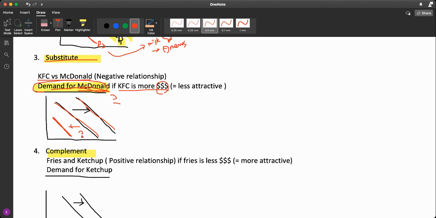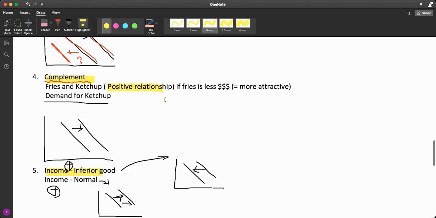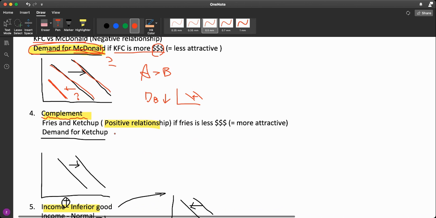So just like substitutes, a change in the price of a certain good's complement will also affect the demand for this good. But the effect is instead the opposite. So what do I mean here? Maybe we can think about substitutes in a competitive relationship. If A is more attractive than B, then the demand for B will go down and the demand curve for B will shift towards the left. So we can see that A and B have a negative relationship, but complements are dependent on one another, so they have a positive relationship.